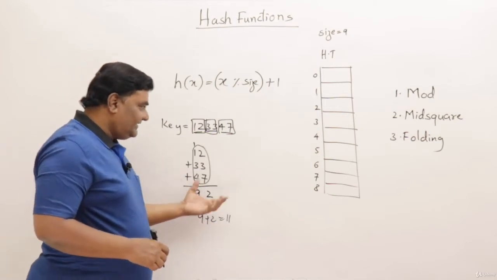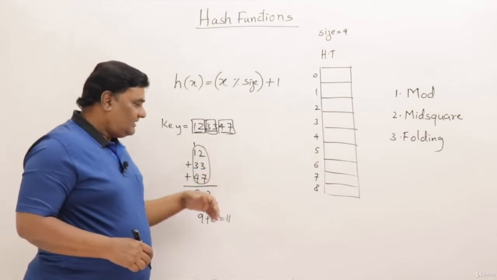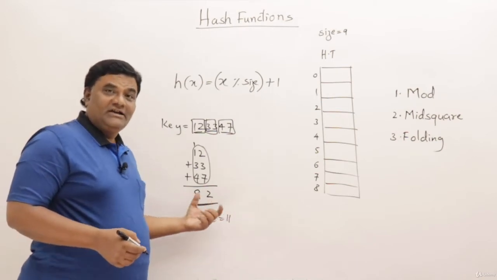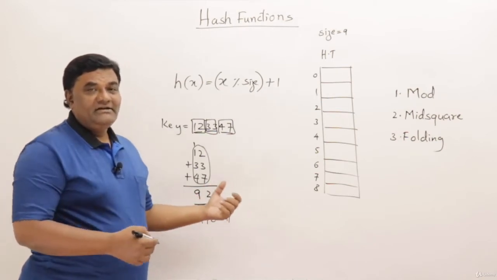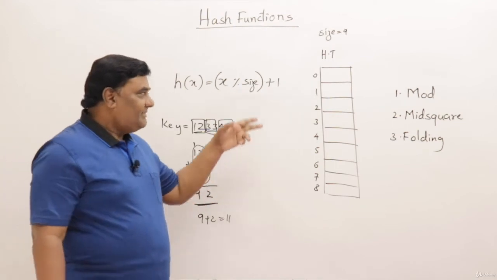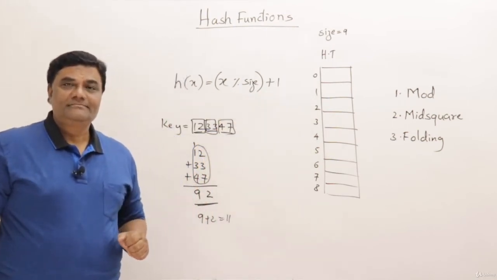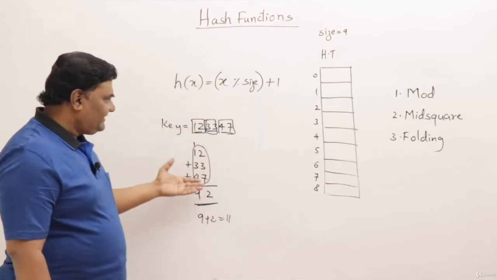If the index is valid, you can store the element there. Otherwise, you can again add those digits and fold those digits and generate a new number that is mapping inside the hash table, or within the range of the size of the hash table. So this is about numeric keys.